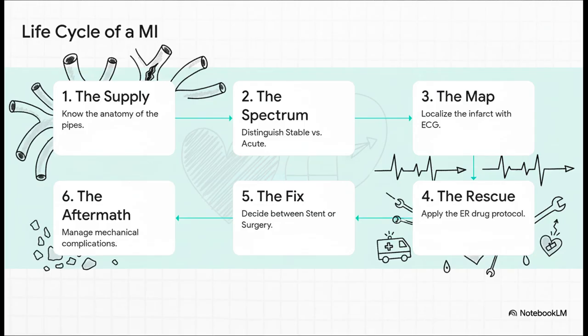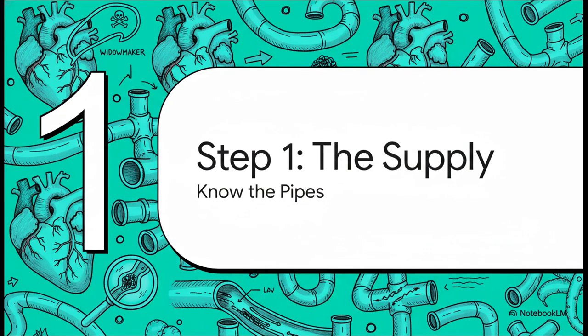All right, here's the game plan. This is how we're going to take down this beast. We've broken this whole monster of a topic into 6 logical steps. I want you to think of it as the life cycle of a heart attack, a story that unfolds from that very first blockage all the way to the final, most dangerous complications. This is our framework. First up, step 1, the supply. It's simple, right? You can't fix a plumbing problem if you don't know the pipes. We're talking core anatomy. We're going to touch on the infamous LAD artery, the Widowmaker, and the absolutely critical concept of coronary dominance. Now, for the full in-depth blueprint of all this, you're going to head to Module 1.